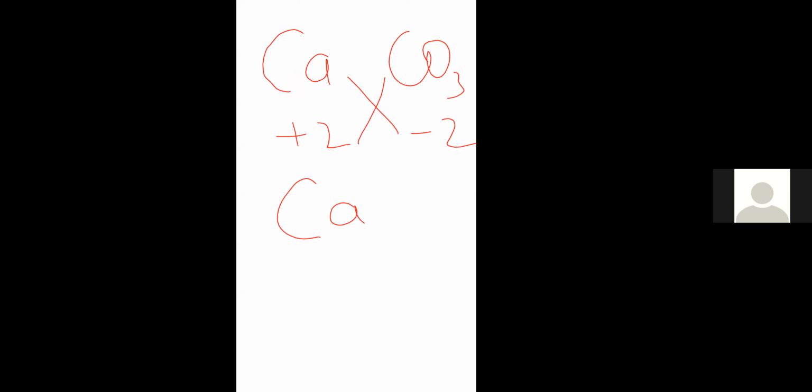So let's start. Calcium +2, carbonate -2. Crisscross the valencies. What will you get? Ca2CO3? No. Sorry, Ca +2, CO3 -2. So what will you write? Ca CO3 only. The 2 will not be mentioned. When the valencies are the same, they are cancelled.